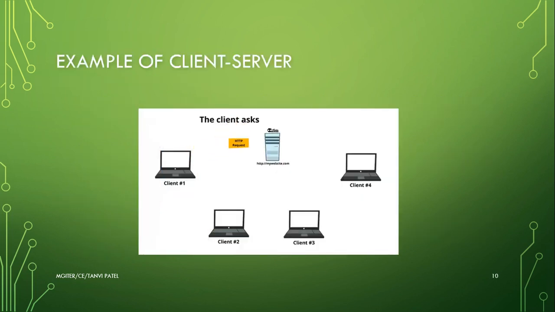Here in the example you can see the client asks the server for the HTML. The server responds, and then the client asks about the image. The server responds back giving the image, then the client makes a video request and the server gives back the video response, then the website request, and the server gives back the website response to the client. This is the example of client server architecture.